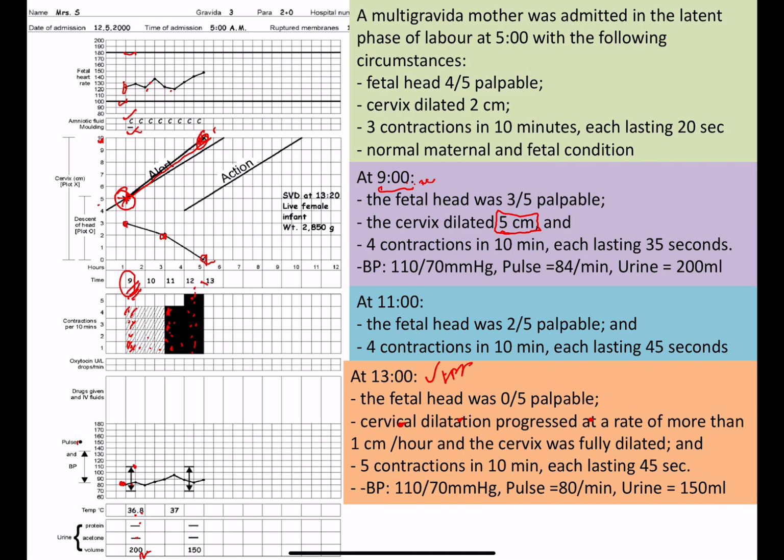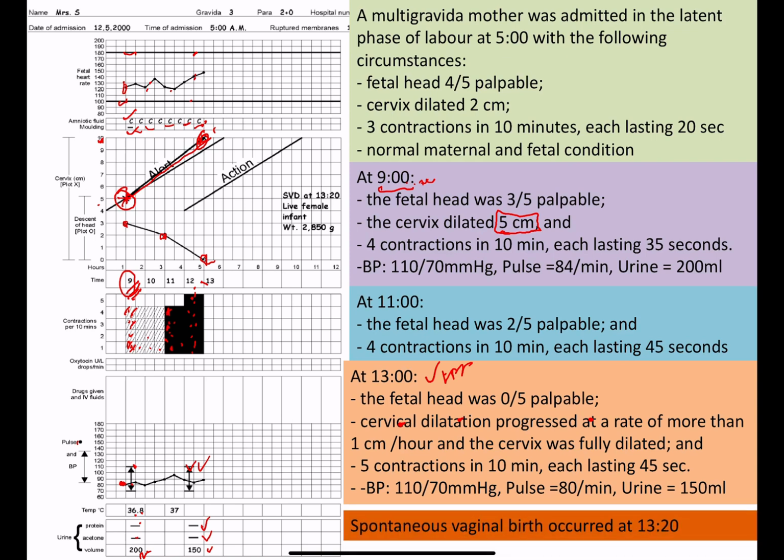At the same time, you can see the fetal heart rate was in normal range. It was about 140, and still the amniotic fluid was very clear. There wasn't any information about the molding, and you can see the maternal condition was quite normal. There wasn't any presence of protein, no presence of acetone, and urine volume was quite normal. It's 150. So after 20 minutes, there was a spontaneous vaginal delivery.